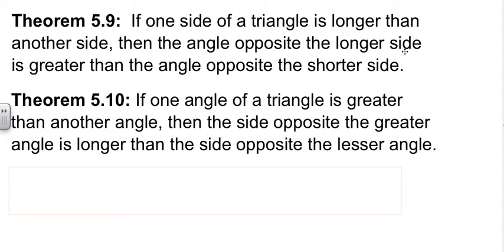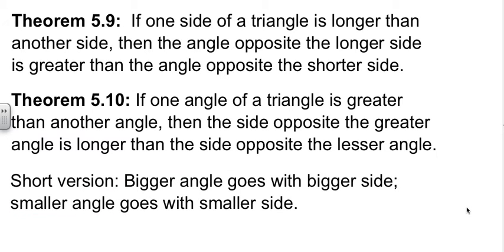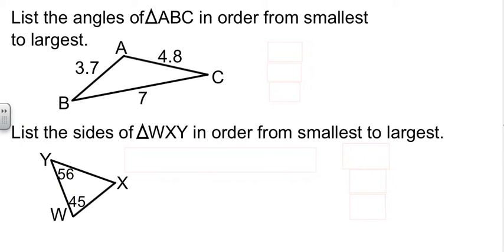Okay. If we put these two theorems together and kind of make my own theorem out of it, the short version of this says the bigger angle goes with the bigger side. Smaller angle goes with the smaller side. Okay. Bigger angles make bigger sides. Smaller angles make smaller sides. There's a lot of fancy verbiage in these two theorems, a lot of mathematically precise language that leads to this statement. The bigger angle goes with the bigger side. The smaller angle goes with the smaller side.